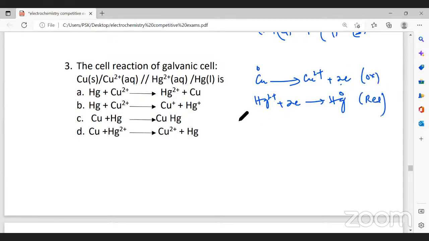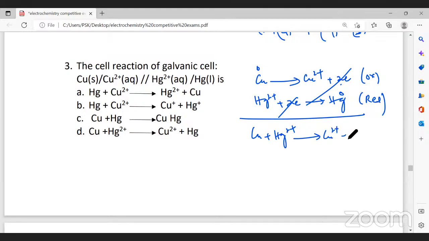Now, when you add these two equations, what happens? These 2 electrons and 2 electrons get cancelled. So what do you have? Copper plus Hg2+, giving you Cu2+ plus Hg. Therefore, the answer for this question is option D. Did you follow this?